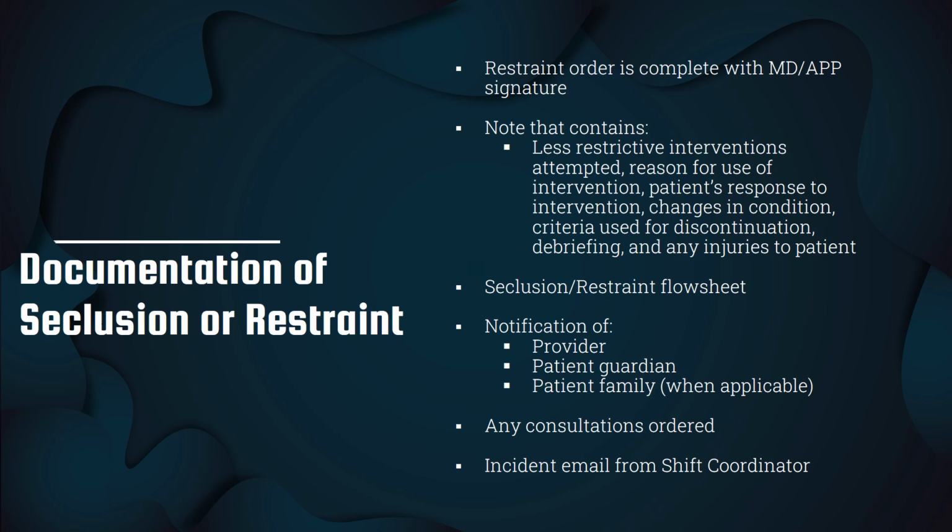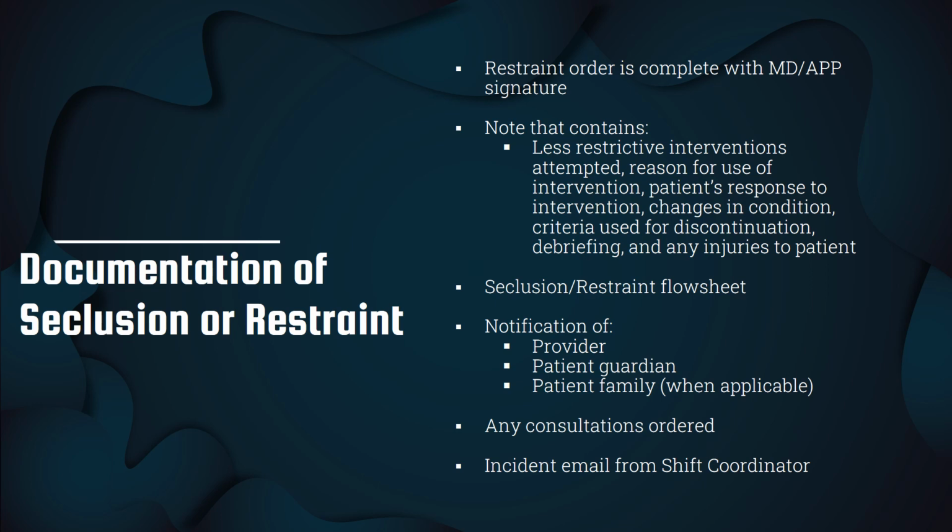Thorough and complete documentation of the incident must take place. The order should be signed by the provider. A note should be written on the shift assessment that includes the intervention attempted prior to use of seclusion or restraint, the rationale for use, the patient's response, any change in patient condition, criteria used for discontinuation. We should note if a debriefing occurred, if there were any injuries sustained by the patient.